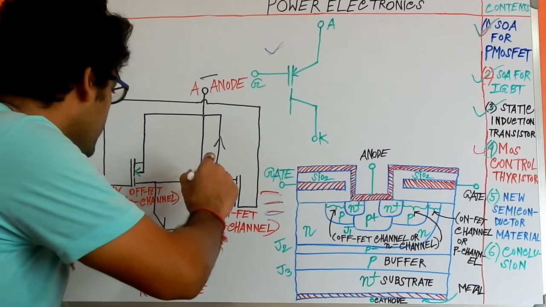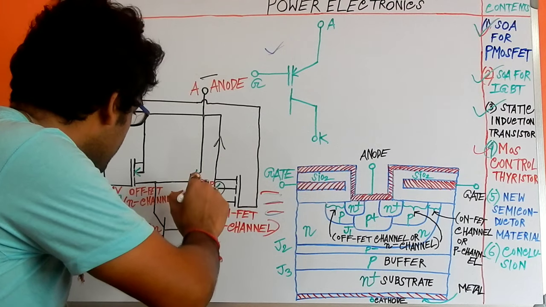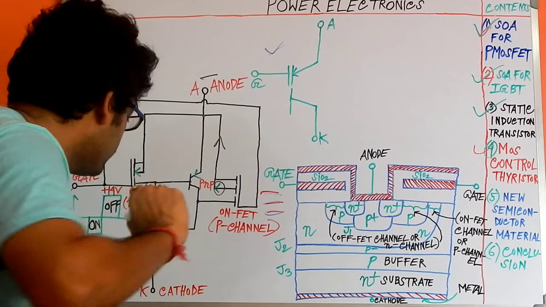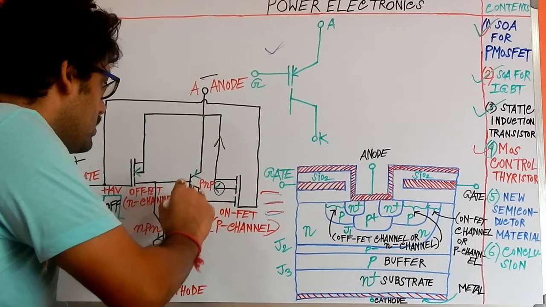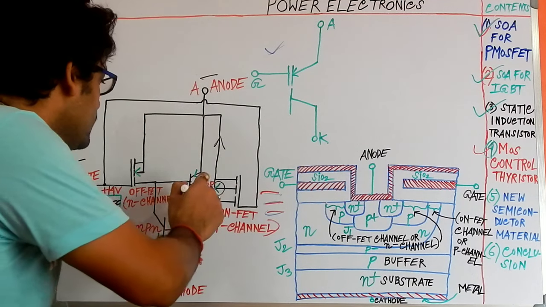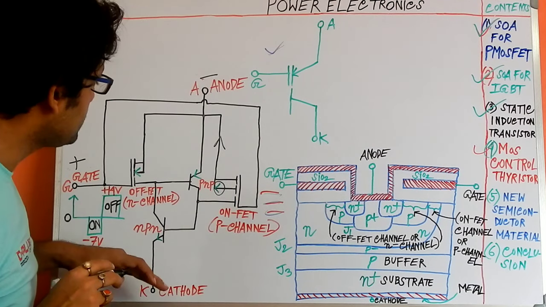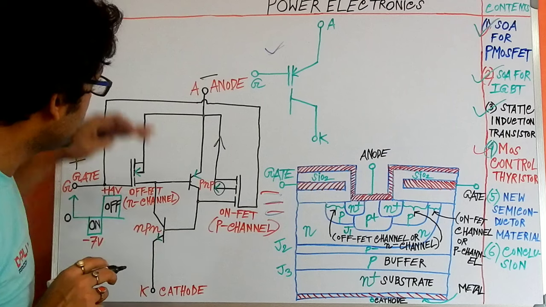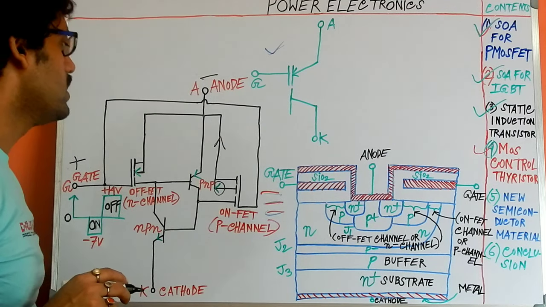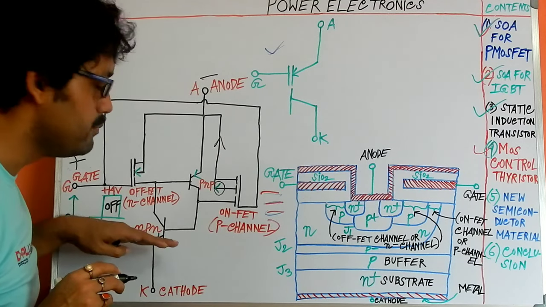In the other part, the base here, the anode and cathode terminals are being formed. The PNP is turned on because of the P channel on FET. PNP is turned on, but it has not been properly connected between the anode and cathode. So in order to conduct, or to connect between the anode and cathode, you need to turn on the NPN also.